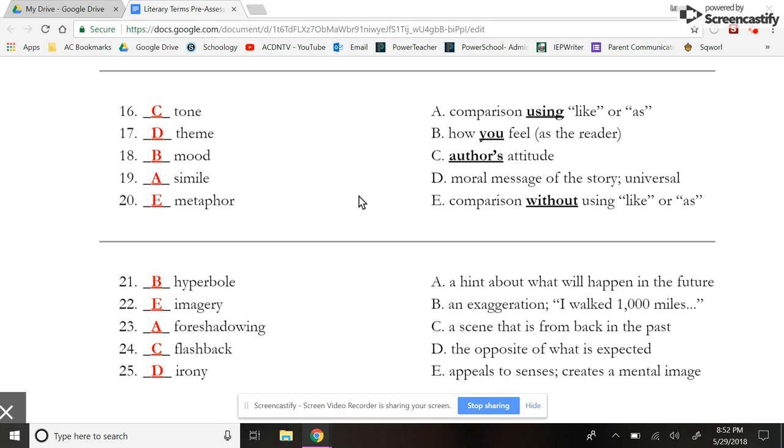Next is tone. If you remember tone being the author's attitude, we've talked about this throughout the school year, that if you can remember tone and attitude, both starting with T, that will help you a lot to remember this definition matching section. The theme is the moral message of a story, and it has to be universal for it to be a theme. It's the moral of the story and the lesson that they want you to learn.